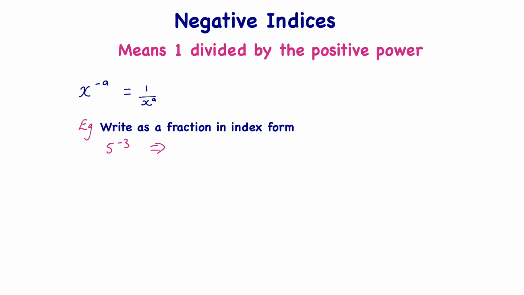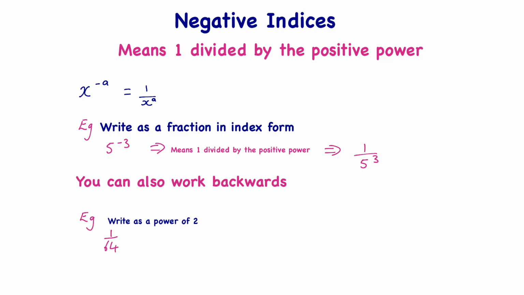So we have to write as a fraction in index form 5 to the power of minus 3. So that means 1 divided by the positive power. So we've got 1 divided by the positive power. And the question asks for it in index form, so this is the final answer. You can also work backwards.